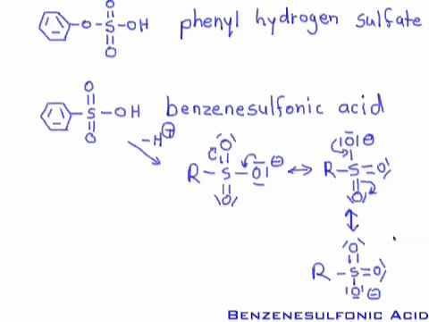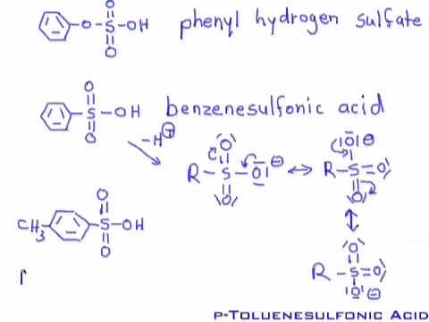Also, the RSO3- would be a good leaving group. If sulfonic acid's a good acid, that makes this material a weak base, and hence a reasonable leaving group. A related acid to benzenesulfonic acid is this acid, referred to as p-toluenesulfonic acid.